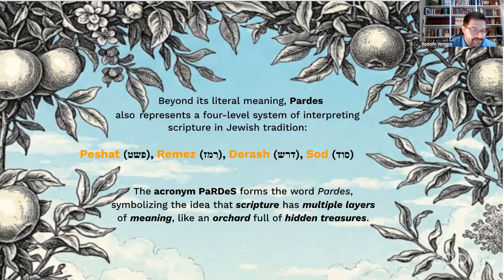Sorry, Rachel, keep going. No, you're totally fine. So yeah, just as Rodolfo said, the acronym PRDS stands for Peshat, Remez, Darash. Those are the Hebrew words. I'm probably butchering them, I'm sorry. In essence, each one represents a layer to unpeel that will draw back everything to show what's going on in the secret garden, maybe.